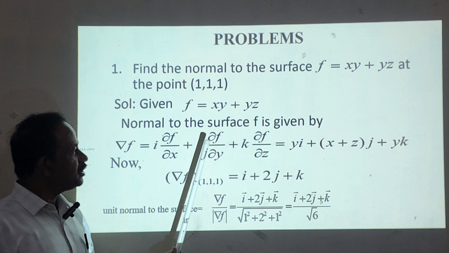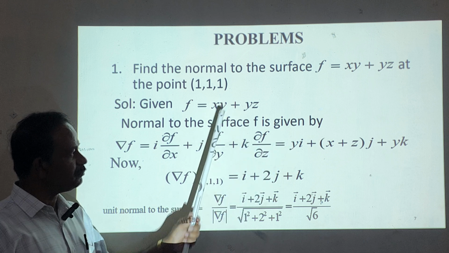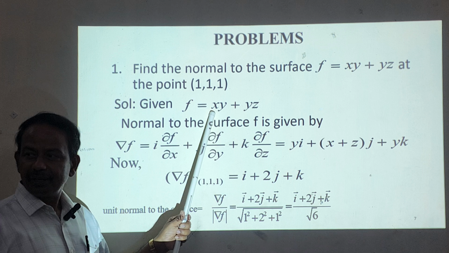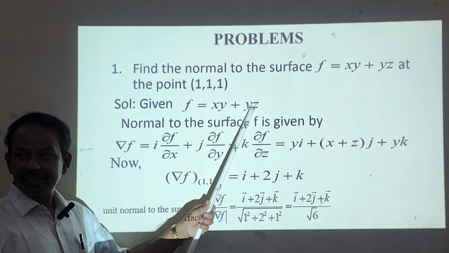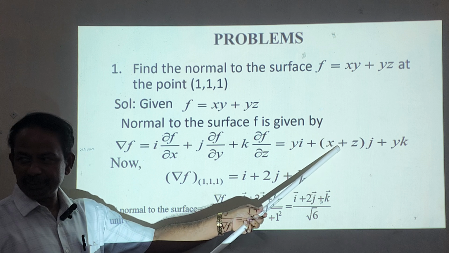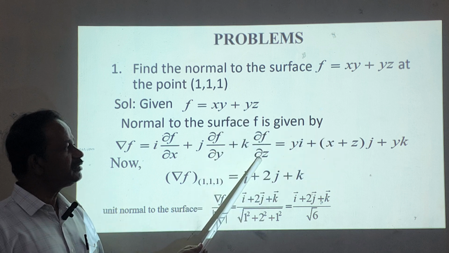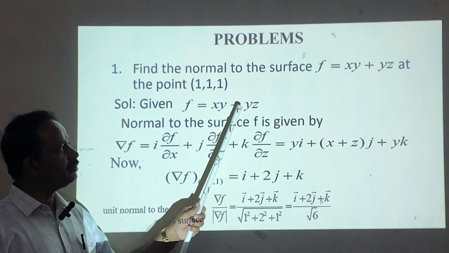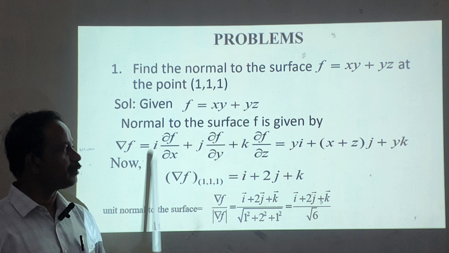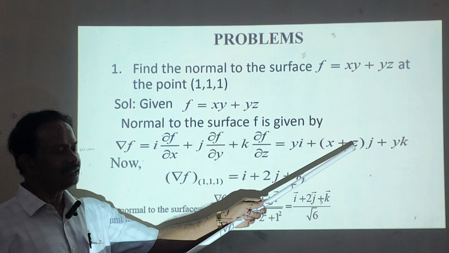Is it okay? Now when you differentiate f with respect to y, this becomes x and this becomes z. So x plus z, so (x plus z) j. When you differentiate with respect to z, the first part becomes 0 and the second part will be y. So yk. So del f is nothing but this.